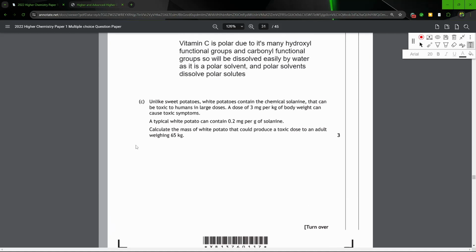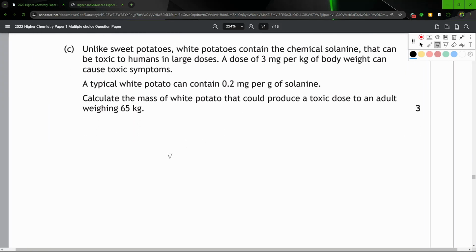Unlike sweet potatoes, white potatoes do contain the chemical solanine that can be toxic to humans in large doses. A dose of 3 milligrams per kilogram of body weight can cause toxic symptoms. A typical white potato contains 0.2 milligrams per gram of solanine. Calculate the mass of white potato that could produce a toxic dose to an adult weighing 65 kilograms. So, to cause toxic symptoms, we need 3 milligrams per kilogram of body weight. So we need to have 65 kilograms of this adult, and then we have 3 milligrams per kilogram body weight of the solanine.